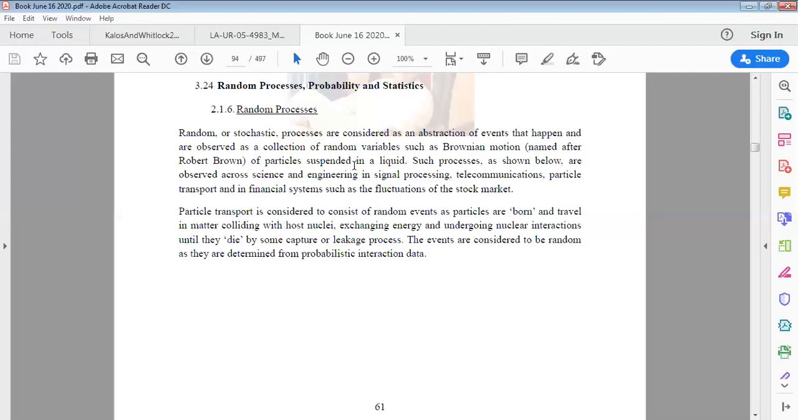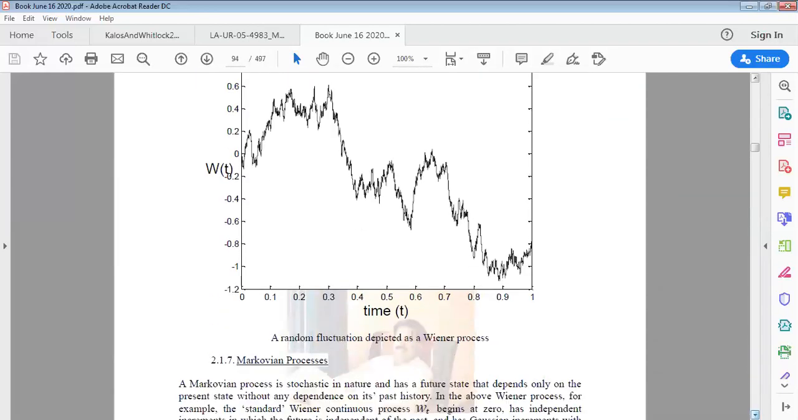So the first thing that everybody looks at when they talk about random processes is a little bit abstract. I would say that this concept of a random process is an abstraction of events that happen and are observed as a collection of random variables. The first was a Scottish botanist named Robert Brown, and he looked at how suspended particles in a liquid move around, making interactions, changing their position, and so on. I'll show you a little picture of Brownian motion.